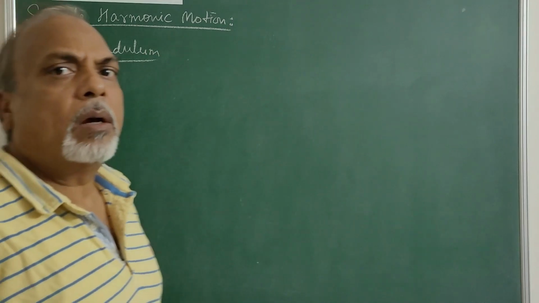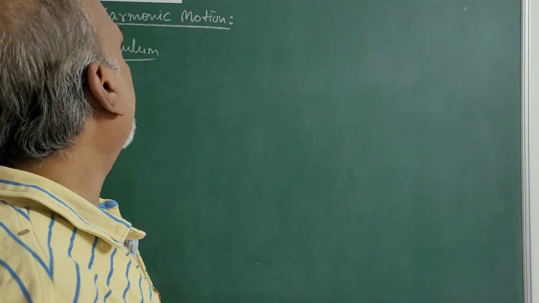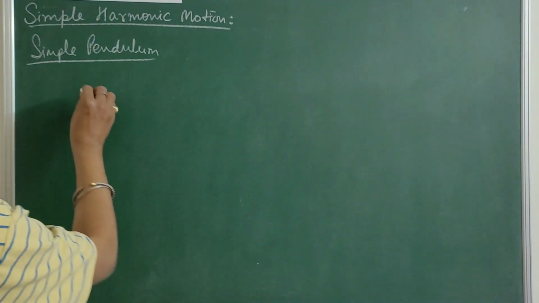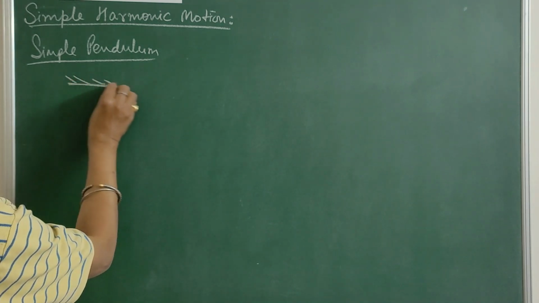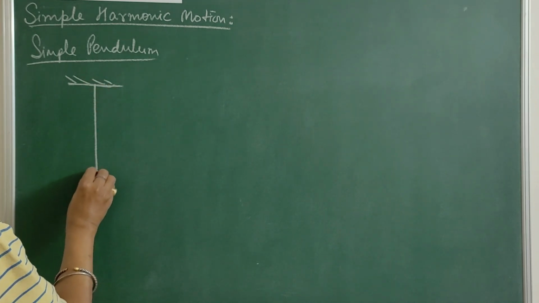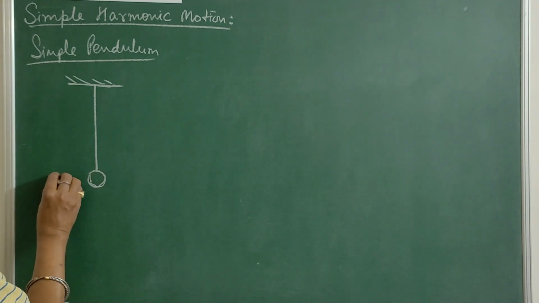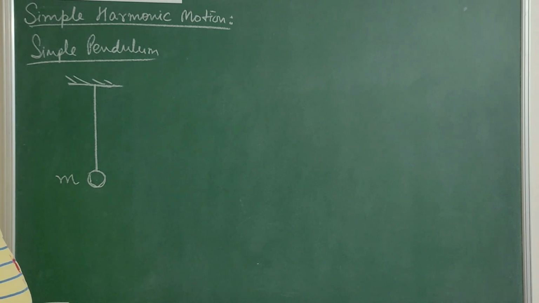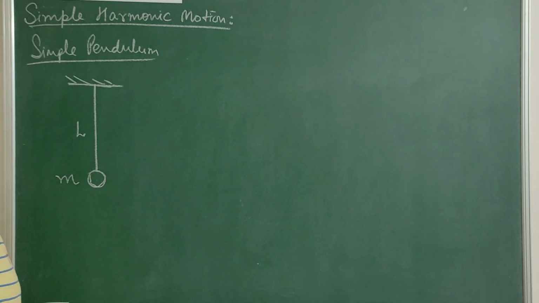You must have seen in clocks, there are some clocks that come with a pendulum. And a pendulum is nothing but a metallic sphere. If you take one metallic sphere and hang it with a string, this is the metallic sphere of mass m, correct? And it is hanging with a string. And suppose the length of the string is L.